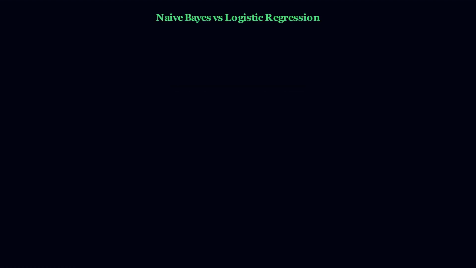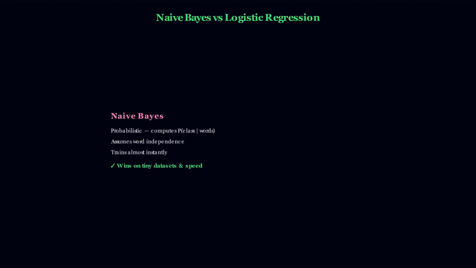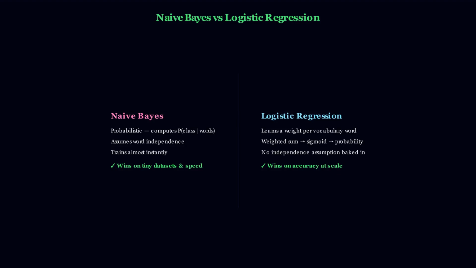Logistic regression takes a different route. It learns a weight for every word in the vocabulary, how much that word pushes toward spam or not. Sum the weighted words, pass them through a sigmoid, and you get a probability between 0 and 1. Unlike naive Bayes, it does not assume word independence. It can learn word interactions through its weights.